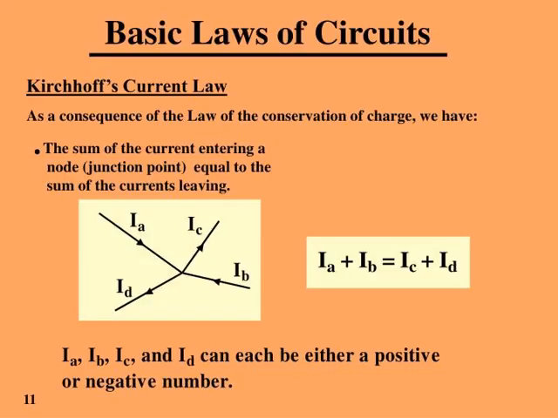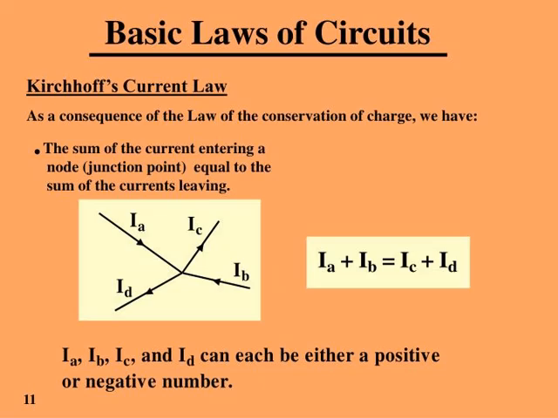Now let us start with the Kirchhoff current law. The sum of the current entering a node is equal to the sum of the current leaving the node. For any kind of network, we have a common junction point. This common junction point is called a node, and with respect to the node, we can have incoming current as well as outgoing current. It can be represented in a diagram with arrow marks, which represent the entering current as well as the leaving current.